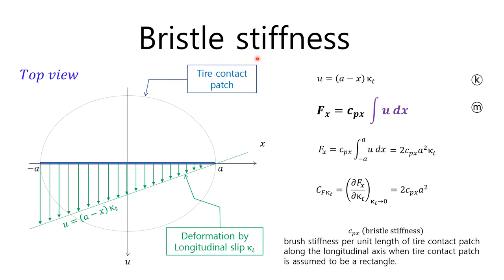Let's keep going on bristle stiffness. The braking force Fx can be calculated by substituting the previously obtained equation K into the equation M and integrating over the total length of the tire contact patch. From the definition of longitudinal stiffness, tire longitudinal stiffness can be expressed as a function of bristle stiffness cpx and the length of the tire contact patch a. Therefore, the longitudinal bristle stiffness can be defined as the brush stiffness per unit length of the tire contact patch along the longitudinal axis when the tire contact patch is assumed to be a rectangle.